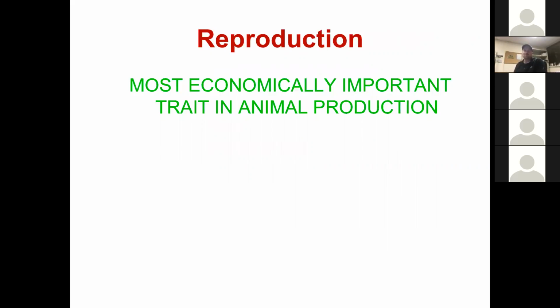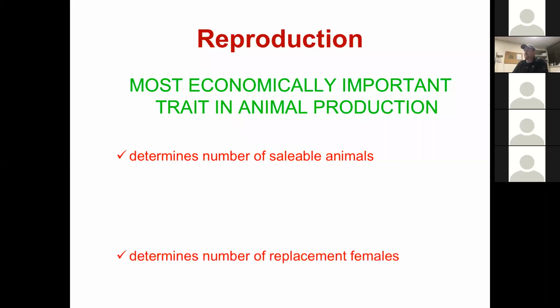The number one trait that we ought to be selecting for is reproduction. It's the most economically important trait in all of animal production, whether it's cattle, sheep, goats, whatever. So keep that in mind. We can select for growth. We can select for, if you're into showing, the cool looking ones, structurally sound ones, whatever it is, but reproduction is the single most important trait. So never lose track of that.